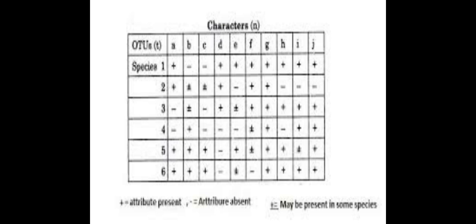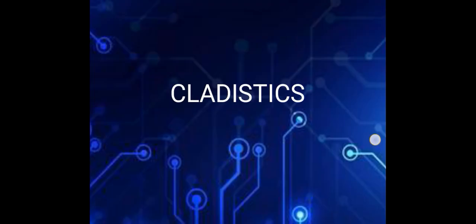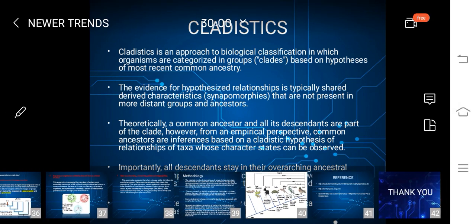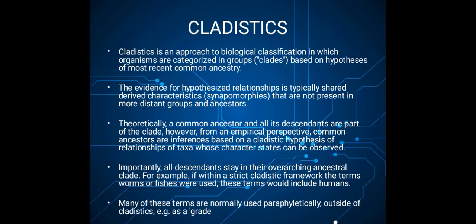Attribute present, attribute absent may be present in some species. Next, cladistics. Cladistics is the approach of biological classification in which organisms are categorized in groups or clades based on the hypothesis of most recent common ancestor.